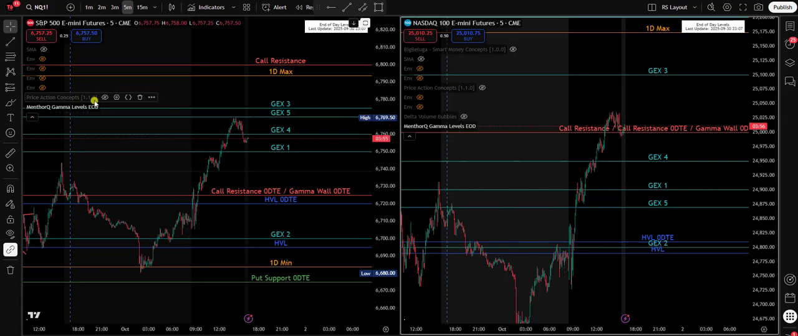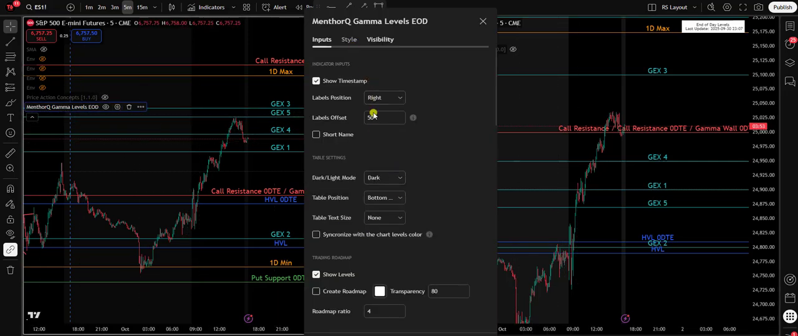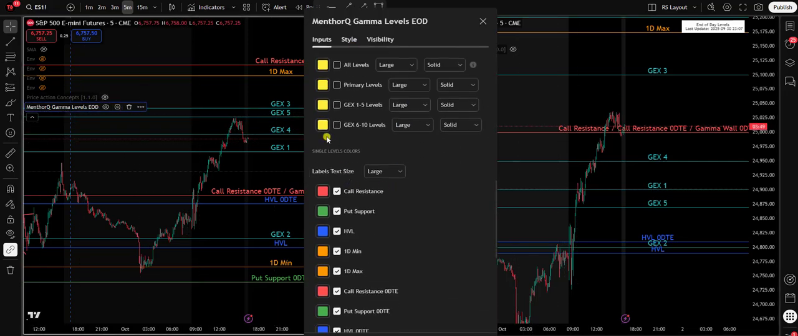Back here on the charts, what I really like are the levels themselves and then the way you can change them, change the style. What I usually do is hit 1 through 5 over here. It'll change it to yellow.